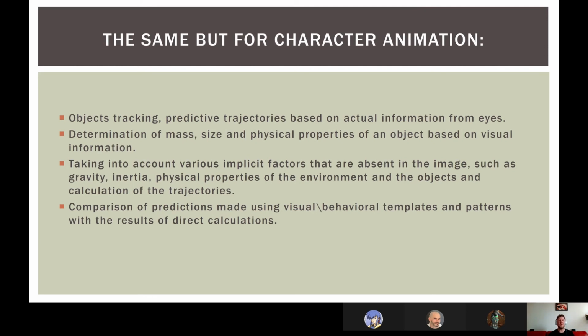And this information of mass, size, center of mass, like he has a pretty heavy backpack, and because of that the center of mass is slightly shifted. We're having this information because of our eyes, and we're using it for calculation, taking into account various implicit factors that are absent in the image, such as gravity, inertia, physical properties of the environment and the objects, and calculation of the trajectories.